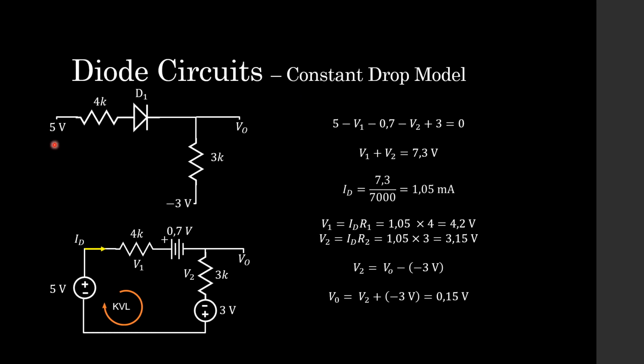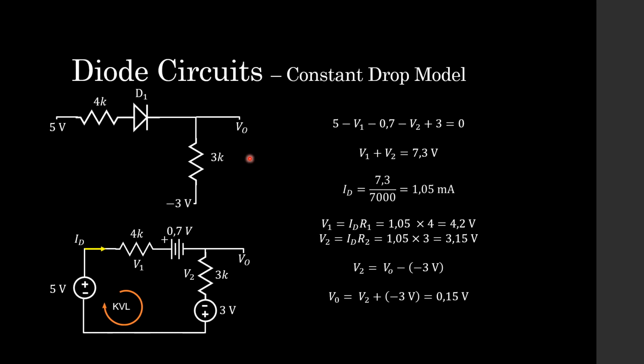We have a 5-volt source in series with a 4K resistor, in series with our diode, and we have a 3K resistor and another minus 3-volt source connected at this point, and an output voltage. Now students, when you see circuits like this, either in your exam, your test, or your textbook, you might find it difficult to wrap your head around what it looks like, to envision exactly what's going on.